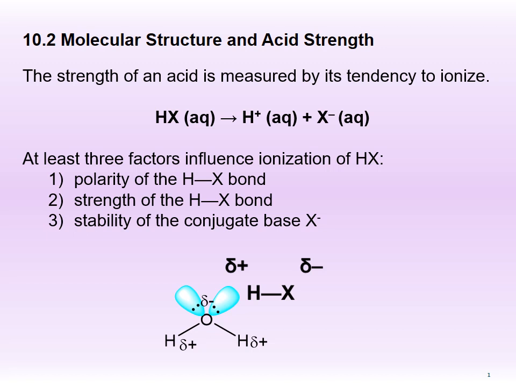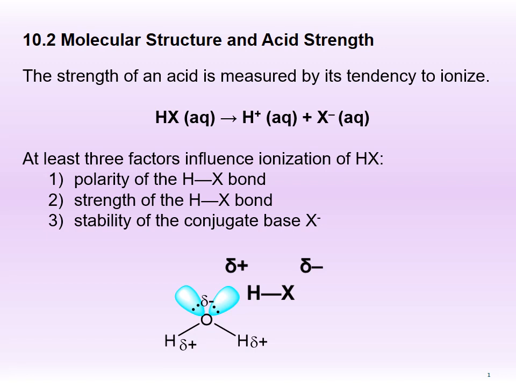Since H in HX has a smaller share of the bonding electrons, H might consider breaking off from its partner X and leave its electron behind. That is, H may want to leave as H plus and partner with the oxygen in water instead. The more polar the bond, the more H plus is ready to leave to combine with water to form H3O plus. That is, the more acidic HX is.